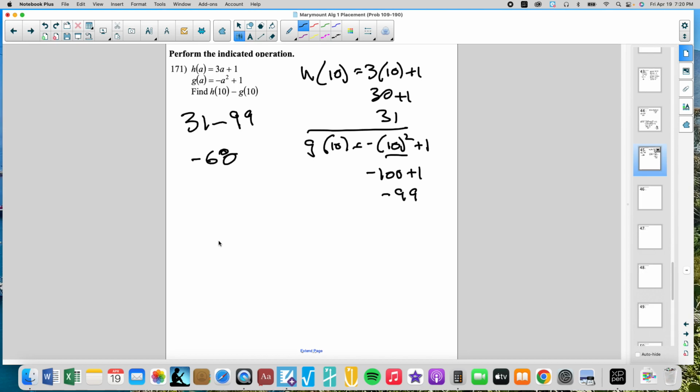H, 3 times 10 is 30, plus 1 is 31. 10 squared is 100. I think it's negative 68. Oh, I found it. I see my mistake, minus the g of 10. Mr. Mac made a mistake of thinking that negative was my negative in 99. It's minus the g of 10, so we get 31 plus 99, and that gives you 130.